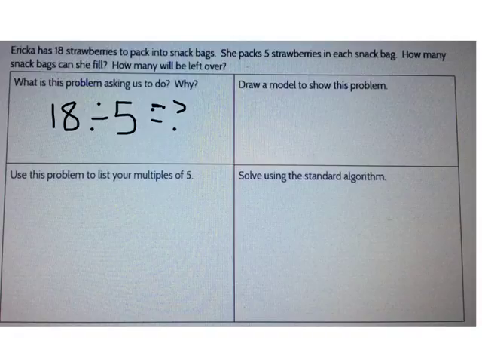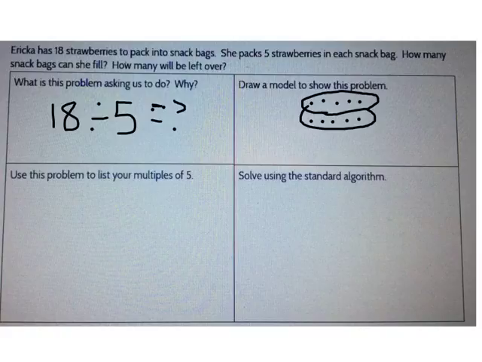Let's draw a model to show this problem. Well, I can draw 5 strawberries at a time. 1, 2, 3, 4, 5. There's one snack bag. 6, 7, 8, 9, 10. There's another. 11, 12, 13, 14, 15. 16, 17, 18. So I can see that I'm going to have 3 full bags with 3 left over.